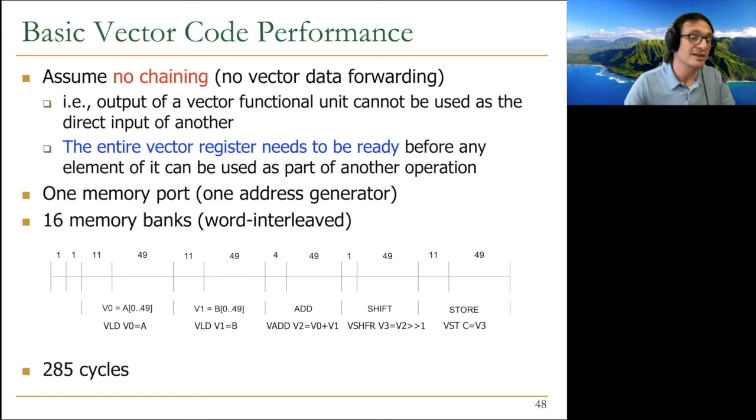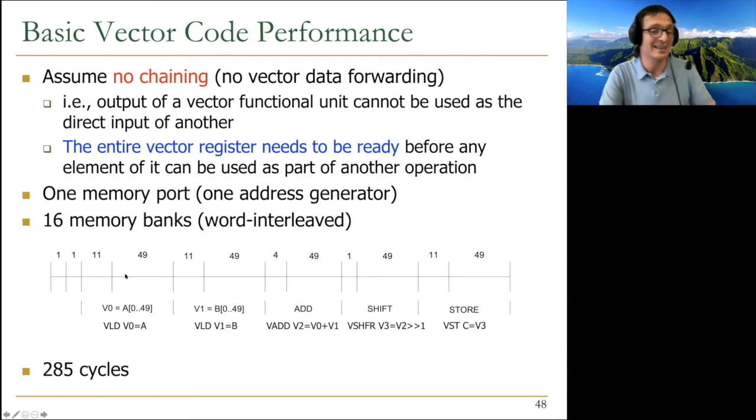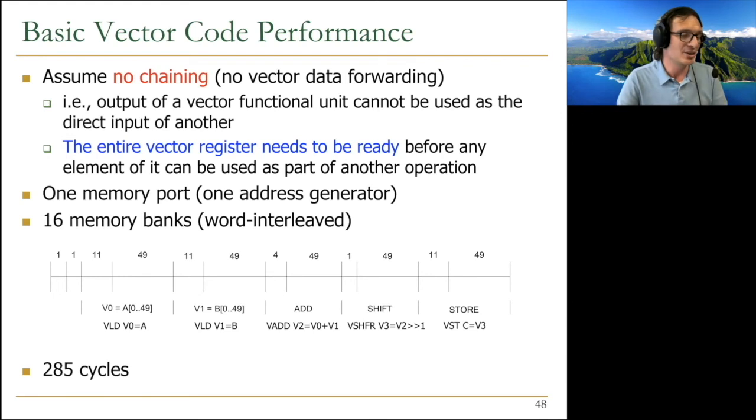I guess one of the reasons why we didn't do it over here is maybe you get bank conflicts, right? Yeah, exactly. Because for A and B, we didn't really specify exactly where A's 0th element and B's 0th element are mapped. A's 0th element may be mapped to bank 0, and B's 0th element may be mapped to bank 0 also. Then you cannot start B, absolutely. And we're assuming one address generator also.